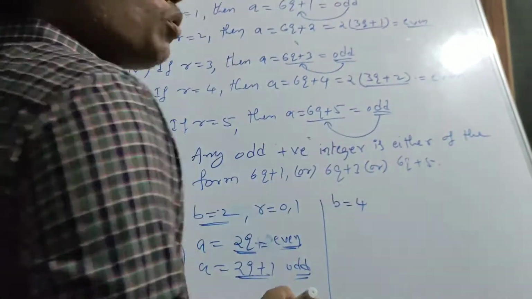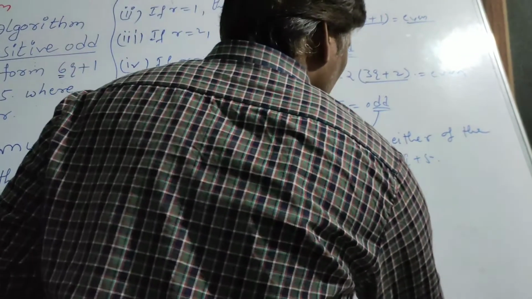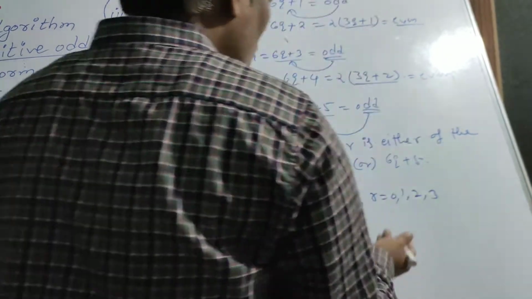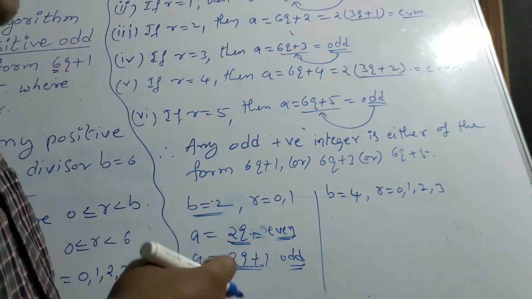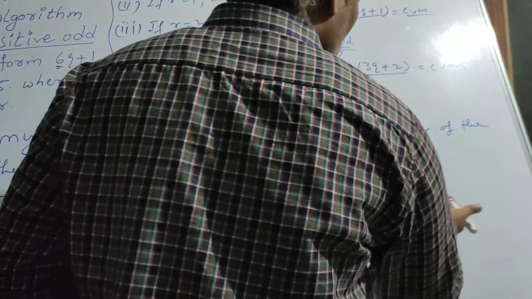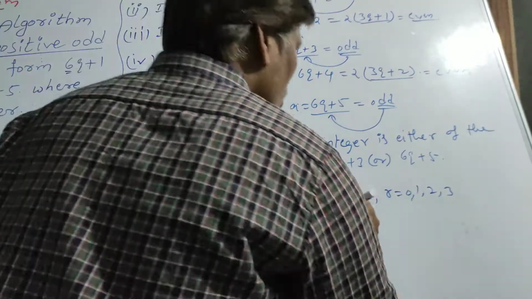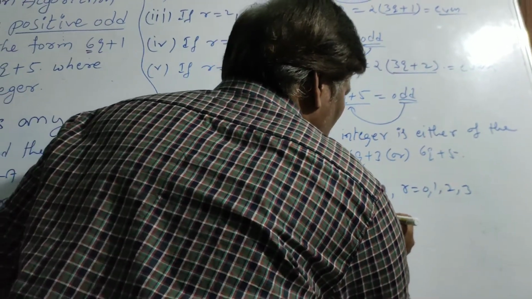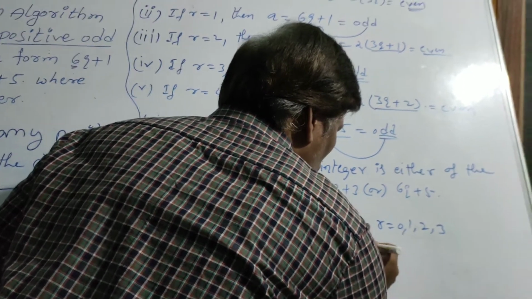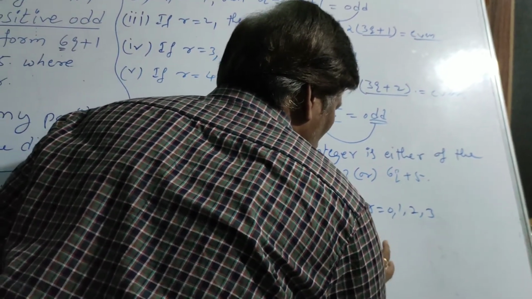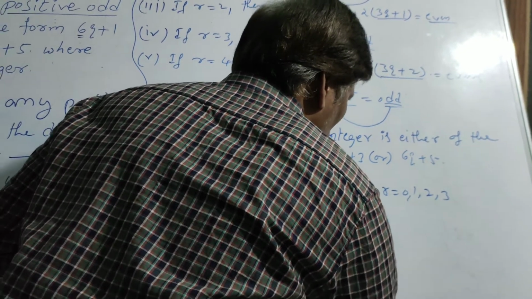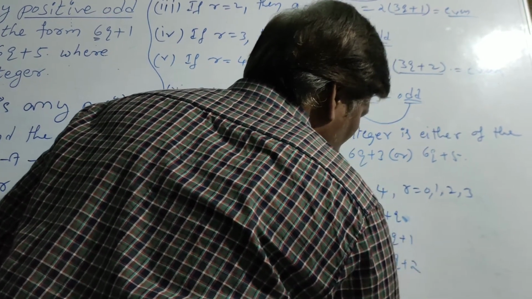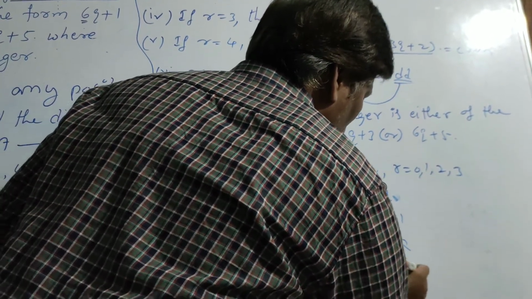So let us choose the divisor as 4. If you choose the divisor 4, then you will get four possible remainders, 0, 1, 2, 3, because the remainder is less than the divisor. So the divisor is 4, so possible remainders are 0, 1, 2, 3. Then what forms are possible for a? a is equal to bq plus r, so 4q plus remainder 0, okay, 0 has no value. Then a is equal to 4q plus 1. Next one 4q plus 2. Next one 4q plus 3.